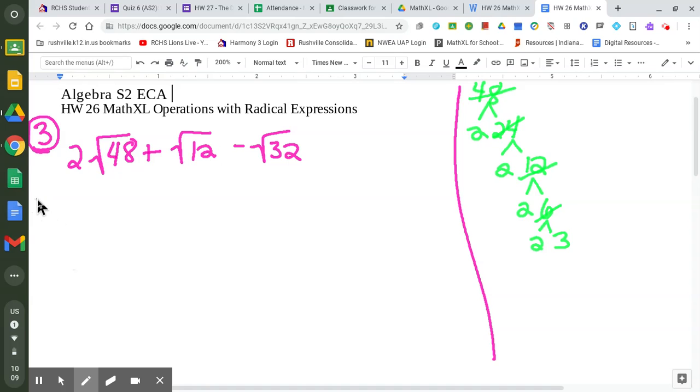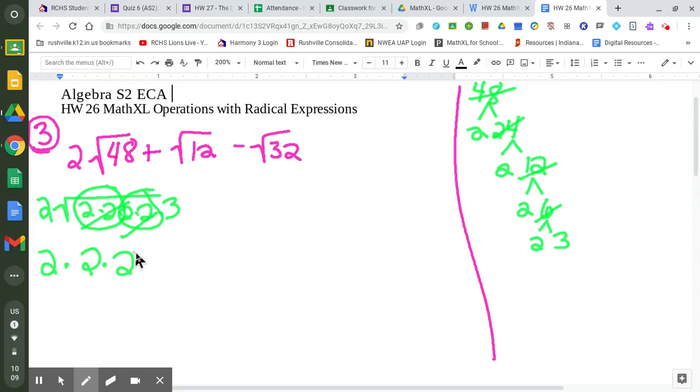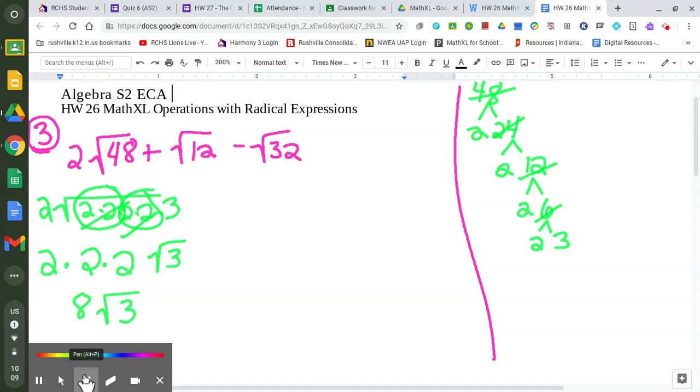So that means that I have the 2 that was already there. Square root of 2 times 2 times 2 times 2 times 3. Again, that 2 was already there. I have a pair of 2's and then another pair of 2's. So I have one 2 that comes out and then another 2. And then what's left inside is square root of 3. So then I have to multiply 2 times 2 is 4 times 2 is 8 square root of 3. And then now I need to do the factor tree for 12.